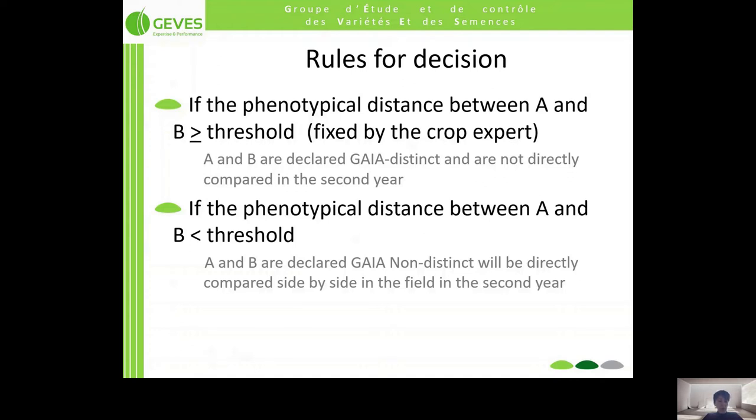On the contrary, if the phenotypical distance between A and B is lower than the threshold, in this case, A and B are declared Gaia non-distinct and will be directly compared side by side in the second year.